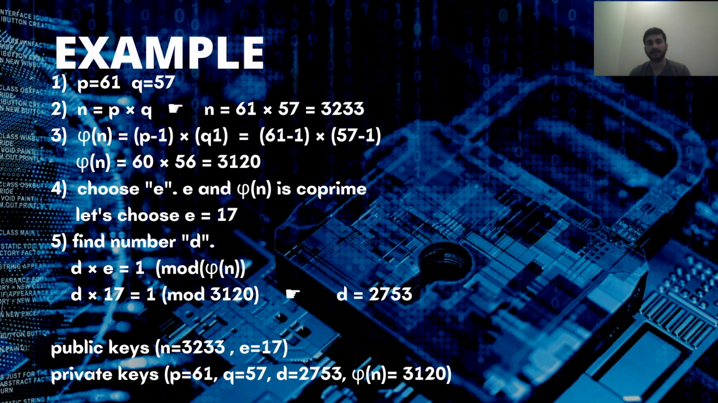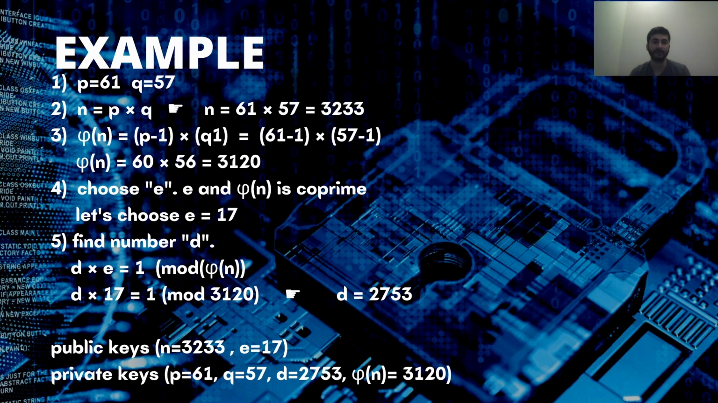Here is an example. Now let's show all we have learned with an example. Let's choose two different prime numbers. Let one of them be 61 and the other 57. P equals 61 and Q equals 57. Now let's calculate the n number. You know n equals P times Q, and n equals 61 times 57.